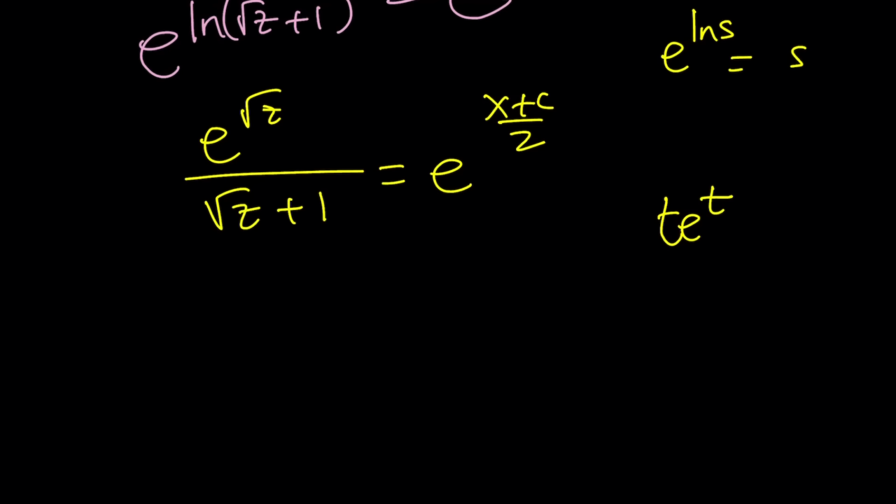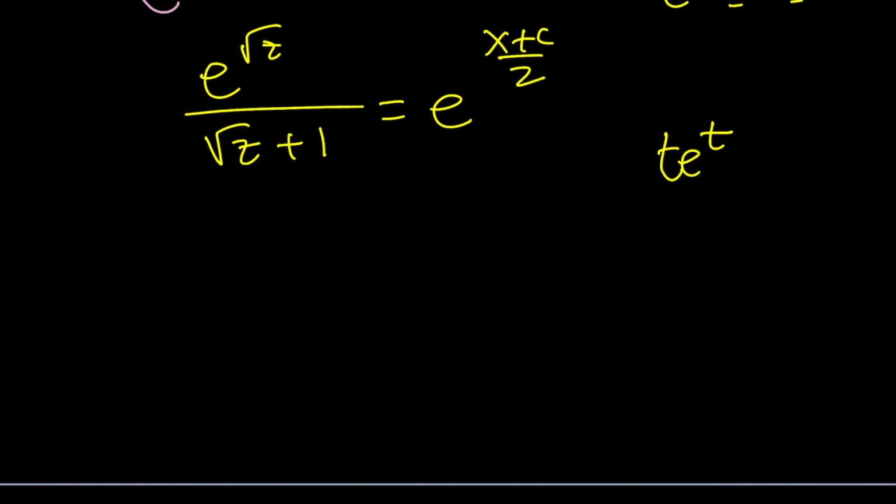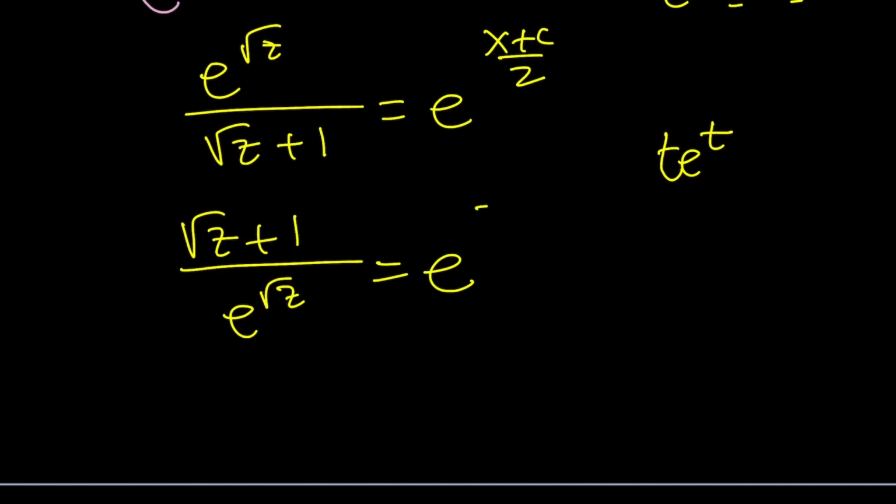We have e to the power square root of z divided by square root of z plus 1. So we probably need to move things around a little bit, like reciprocate both sides. So like this, flip and flip. And then on the right hand side, when you flip, you're just going to negate the exponent, because that's what 1 over a to the power n is, right? That's a to the power negative n. You know that, hopefully.